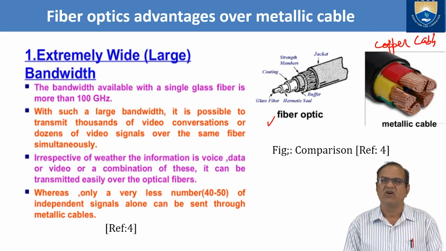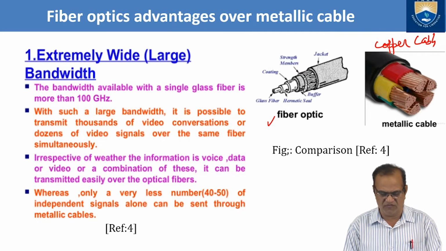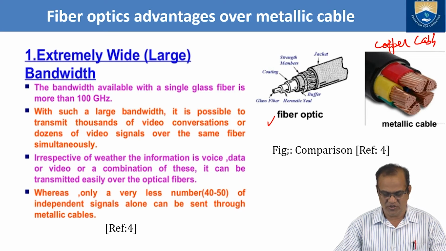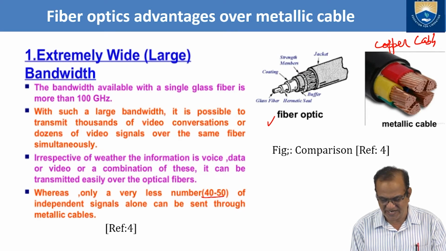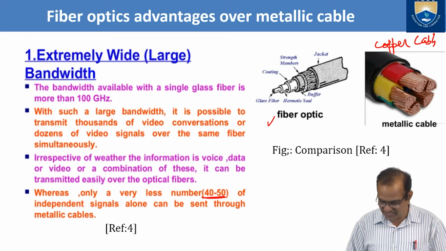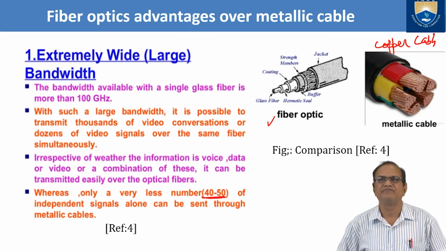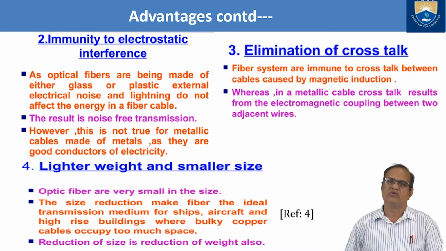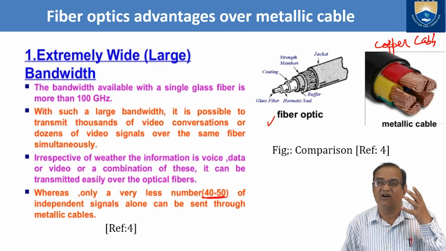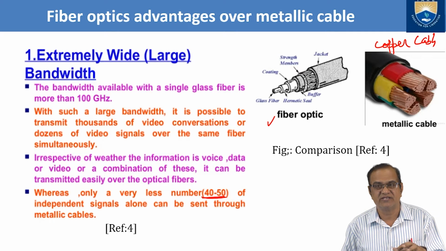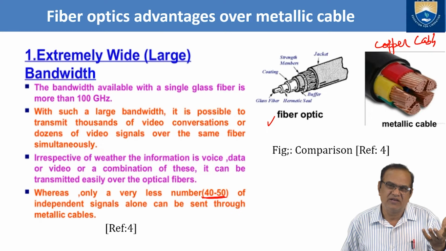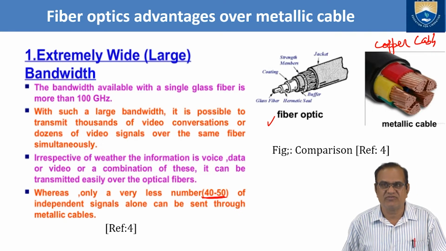Whereas only a very small number, 40 to 50 independent signals alone, can be sent through the metallic cable. But here you can send thousands of signals at a time. So that is the difference between these two. So the first one was the large bandwidth. It means it can carry 100 gigahertz, but a copper wire cannot carry even one hundredth of that. So that is the first thing.